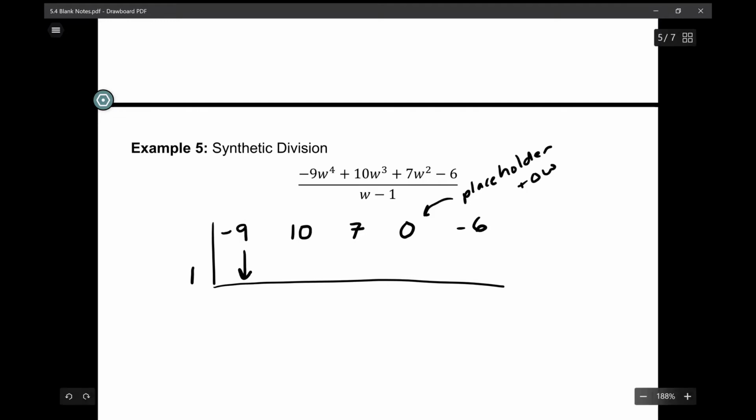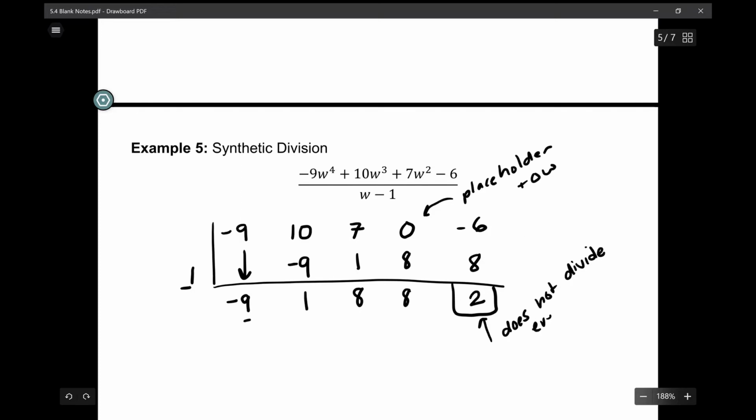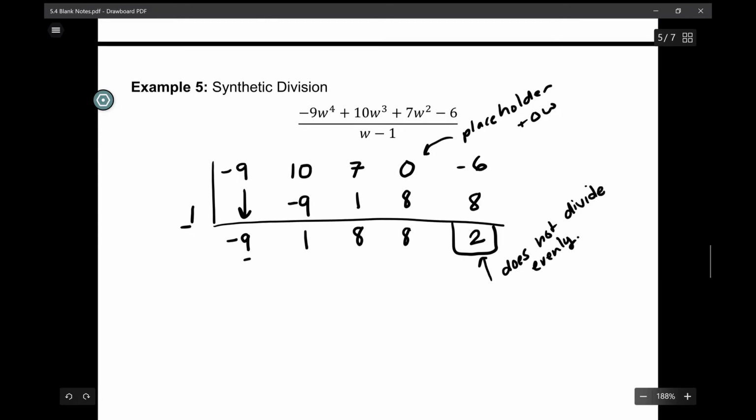This guy comes down, that's negative 9. Negative 9 times 1 is negative 9. Add down, get 1. 1 times 1 is 1. 7 plus 1 is 8. 8 times 1 is 8. 0 plus 8 is 8. 8 times 1 is 8. Add down, and I get 2 as my remainder. What this means is this does not divide evenly into that big polynomial. All right, so that is how you do synthetic division.